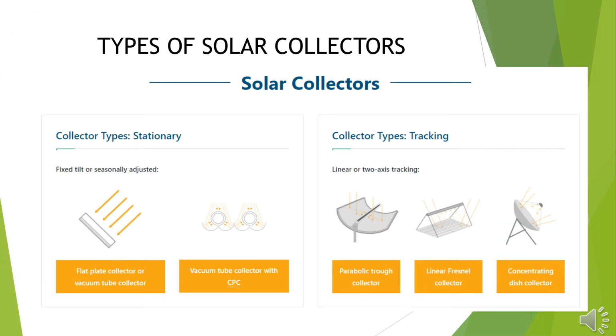I will explain about the solar collector technologies that I attended in a talk last week. There are two types of solar collectors. The first is stationary, which is the flat plate collector and vacuum tube collector with CPC. The second is tracking types. Tracking types are the parabolic trough collector, linear Fresnel collector, and the last one is the concentrating dish collector.